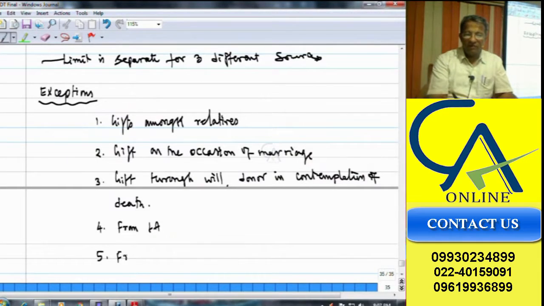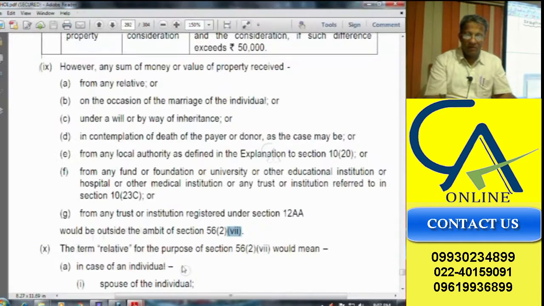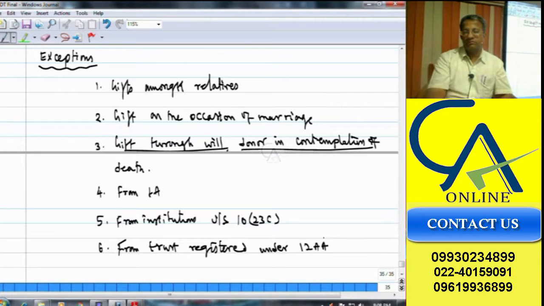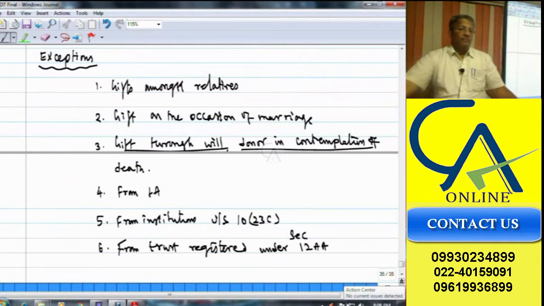So from local authority, from institutions covered under 10(23C). Educational institutions may also be giving. Say here I have taken up gift, will, etc. in one. Actually it is two. Then what is the last one? 12AA. From a trust registered under section 12AA. Okay. Continue this one. How to crack the problem, I also have a format. It is very easy, you can crack problems on these items. You should be lucky enough to get a problem in this sector.